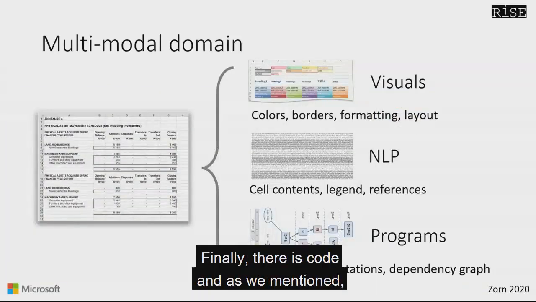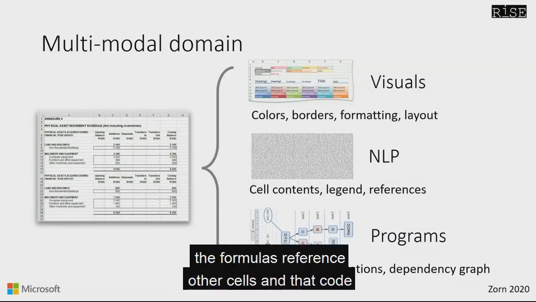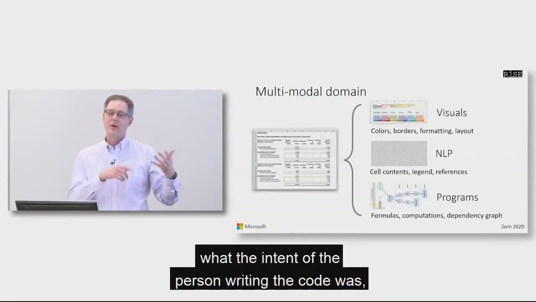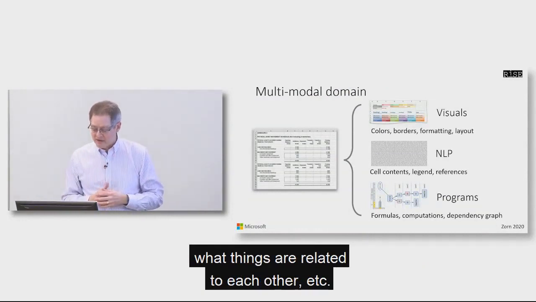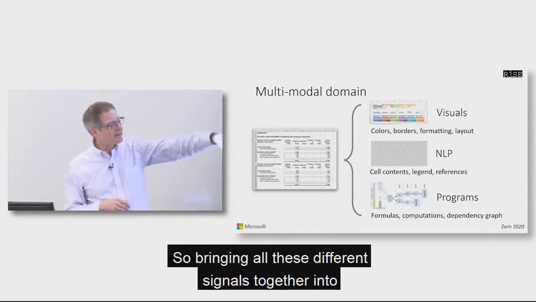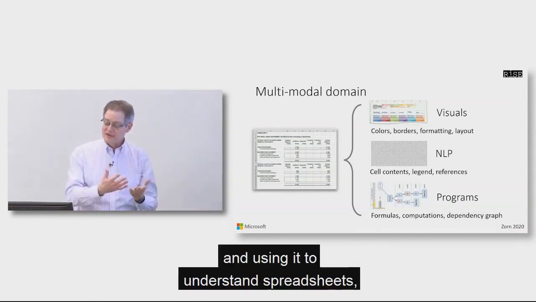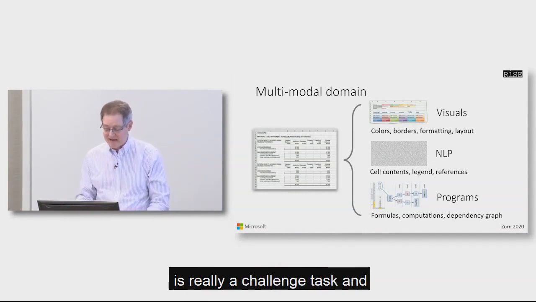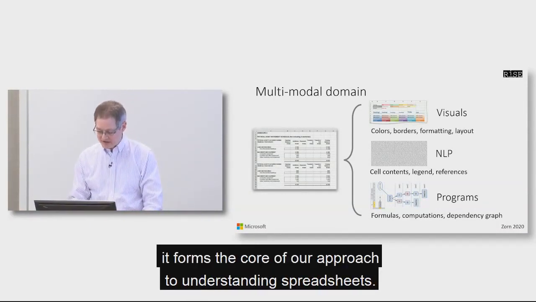And finally, there is code. As we mentioned, there are formulas, and the formulas reference other cells. That code is also a signal to tell you what the intent of the person writing the code was, what things are related to each other, et cetera. So bringing all these different signals together into a single machine learning model and using it to understand spreadsheets is really a challenge task, and it forms the core of our approach to understanding spreadsheets.